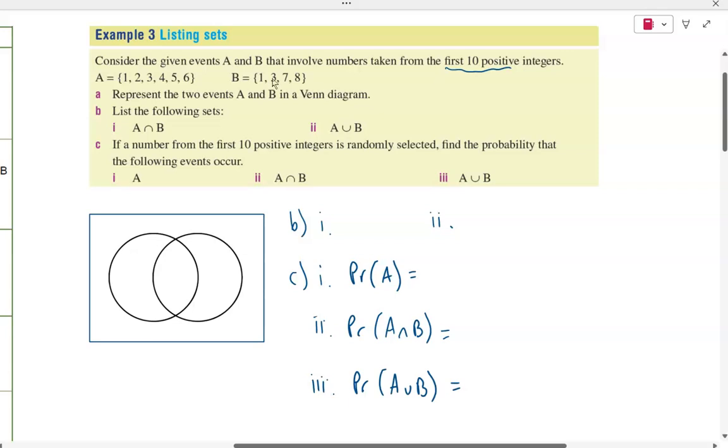Now, I'm going to put those numbers onto the Venn diagram. There's going to be 10 numbers in total because it's talking about the first 10 numbers. But what section do I fill out first?